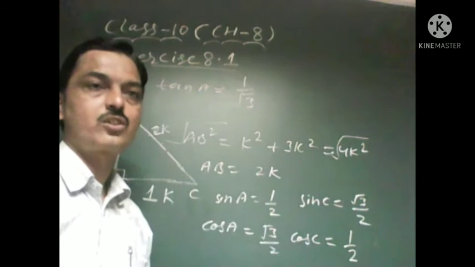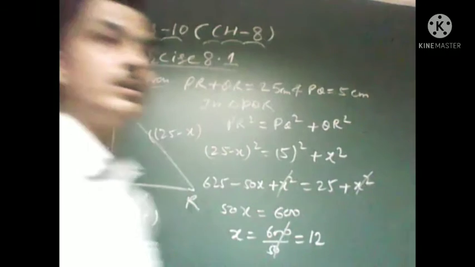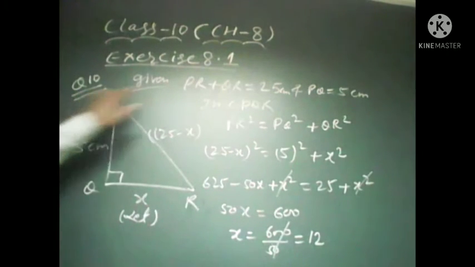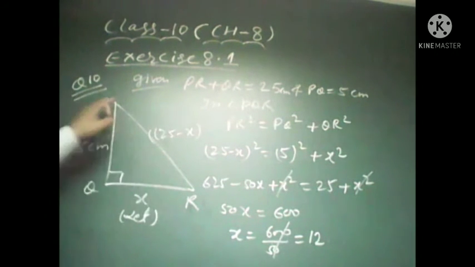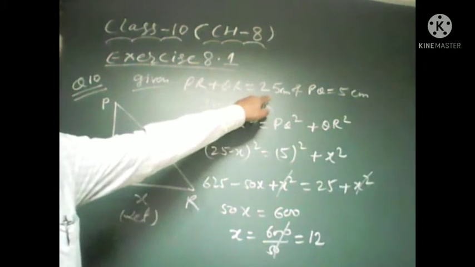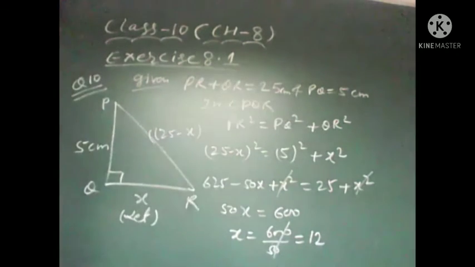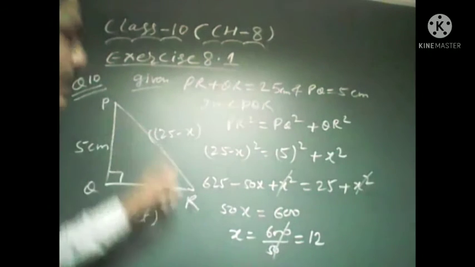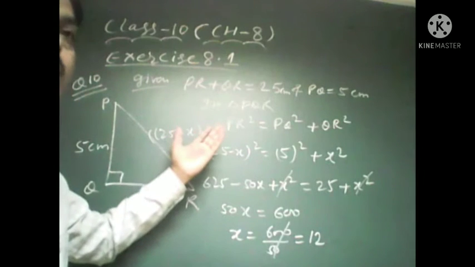Now the last question. Now students, question number 10. What is given here? Triangle PQR is given, right angle at Q, and PR plus QR is equal to 25 centimeter, and PQ is equal to 5 centimeter. And we need to calculate sin P, cos P, and tan P. Right? So first, what we need to calculate? The third side. But the third side is not directly given, and here the ratios are not given.